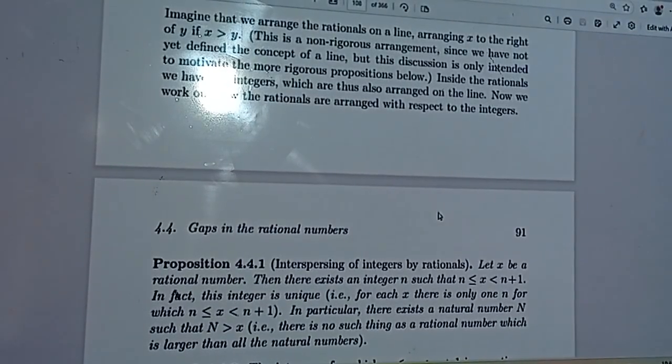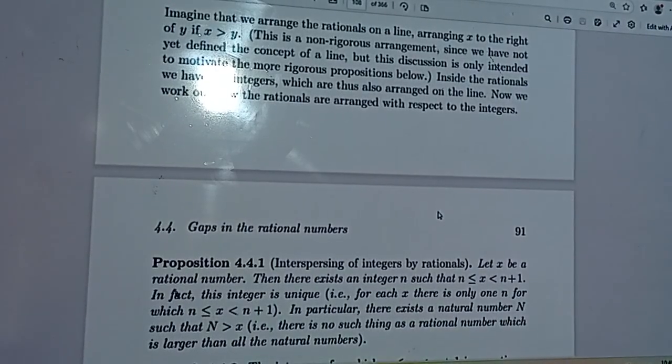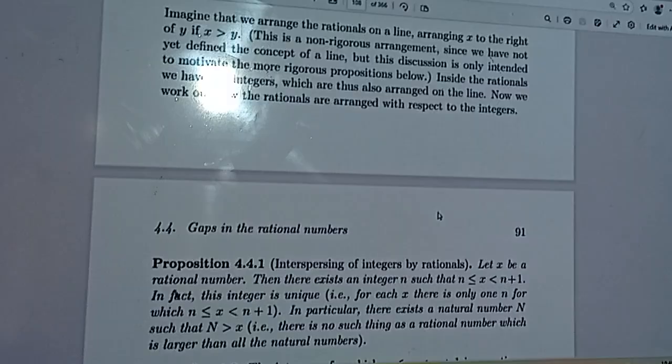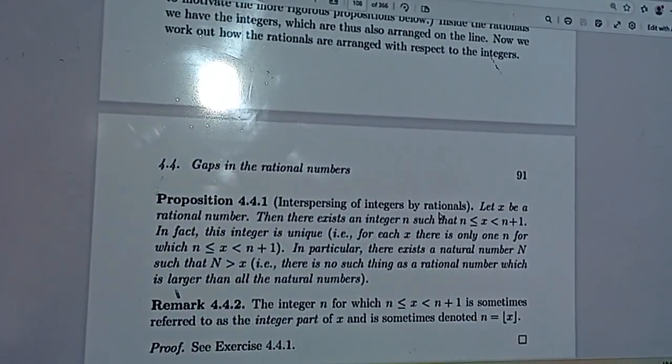And you studied the Archimedean property, no? Not yet? That is, there is no such thing as a rational number which is larger than all the natural numbers. What it says is you cannot find a natural number greater than all the rationals. I mean, consequence of this. Exercise: prove it.